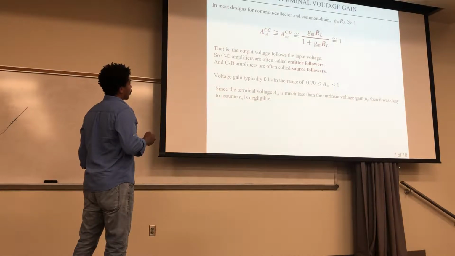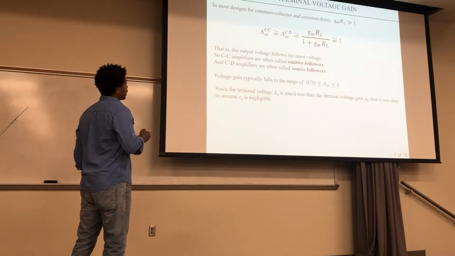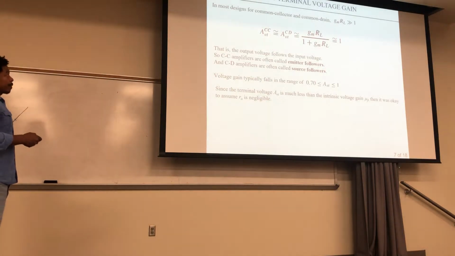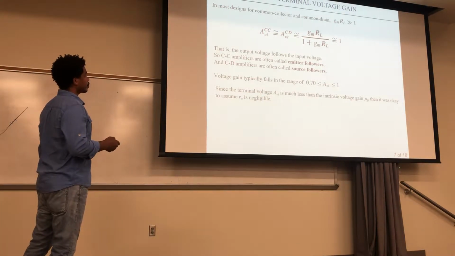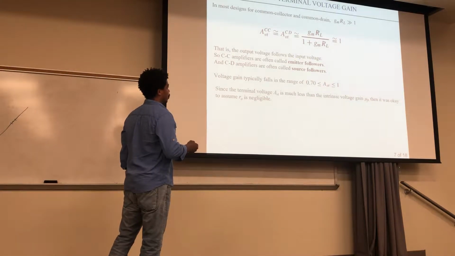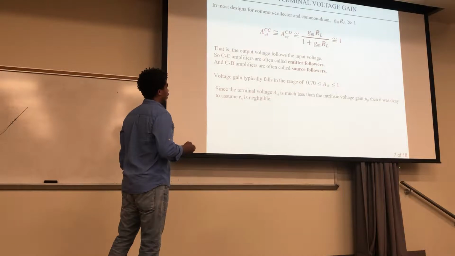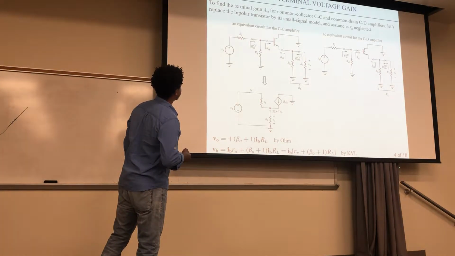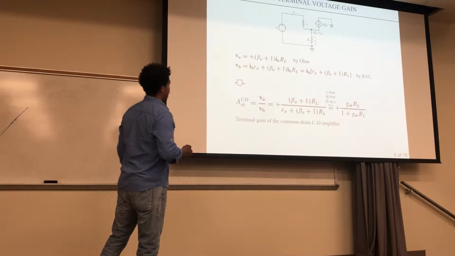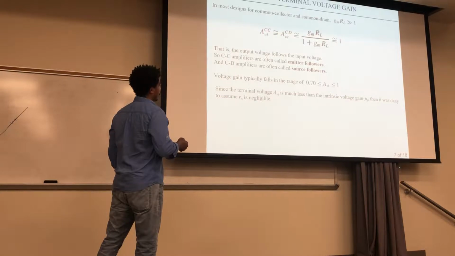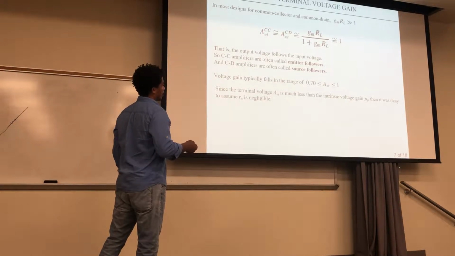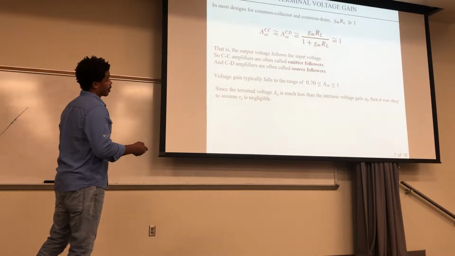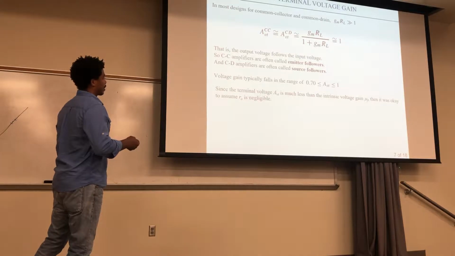So your output voltage just follows your input voltage. The CC amplifiers, the common collector amplifiers, are often called emitter followers, and the common drain amplifiers are often called source followers because of that reason. Now typically this gain value is between 0.7 and 1. The reason we can neglect that R0, which we did up here, is because this value right here, which is about 1, is really much less than your intrinsic voltage gain. And remember, for the BJT, it was like 3,400. If that's the case, that's one of the criteria where you can say R0 is negligible.